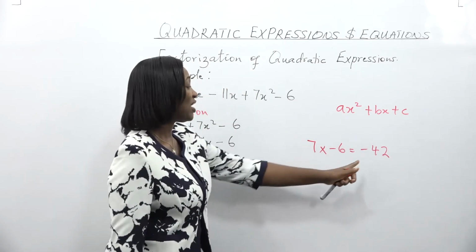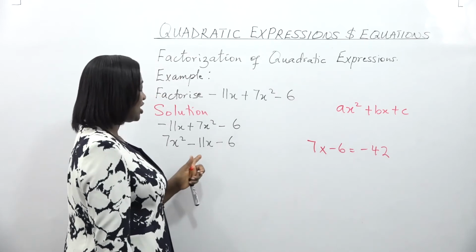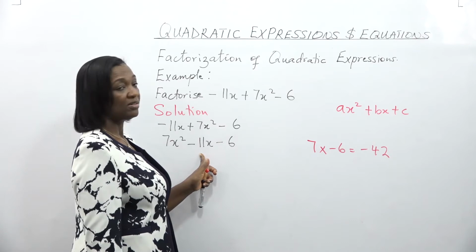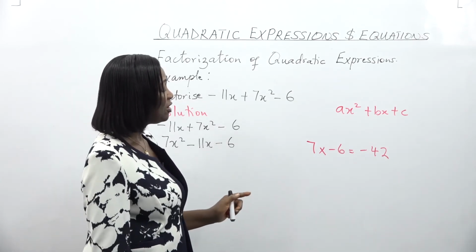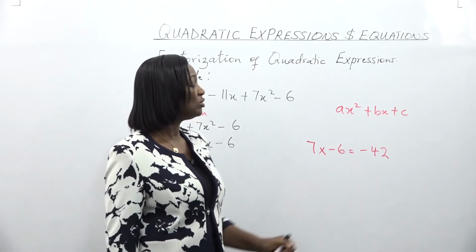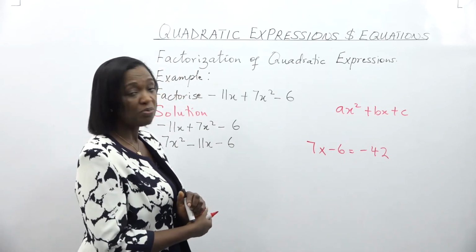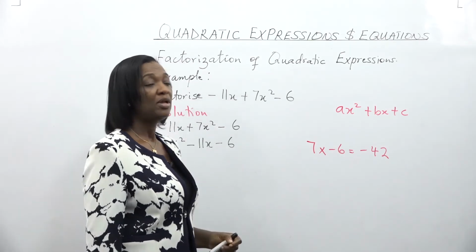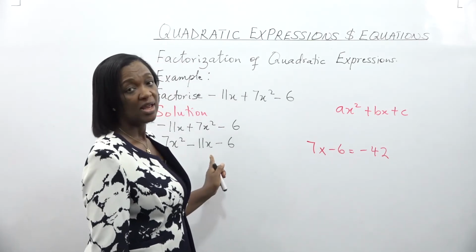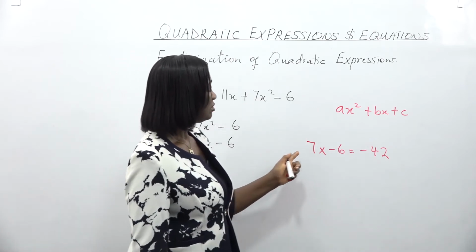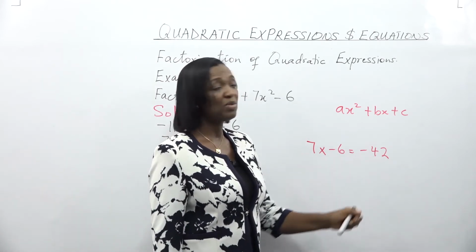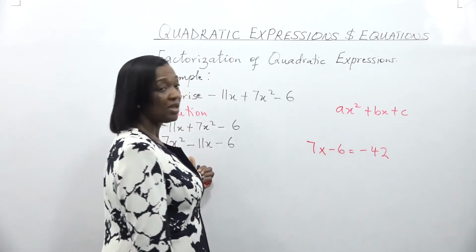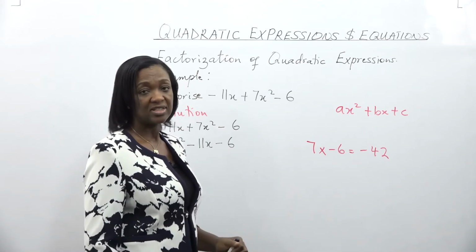We want factors of minus 42 such that the sum will be minus 11. We need to find factors of minus 42 such that when you multiply the two numbers, it will give you minus 42, but when you add them, it will give you minus 11. 7 times minus 6 is minus 42, but 7 minus 6 will not give minus 11. So the factors are not 6 and 7.